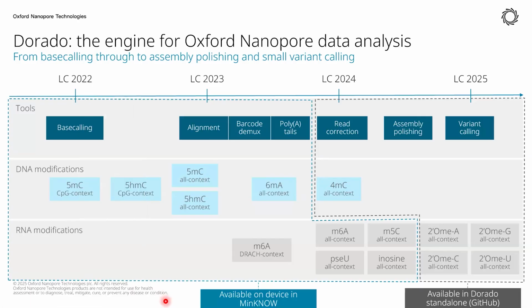The other thing that the Dorado standalone software has is some additional features like read correction, assembly polishing, and variant calling that we've added to the Dorado software fairly recently. These aren't accessible in the Minnow software. So if you do want these, you'd have to run them through standalone Dorado.